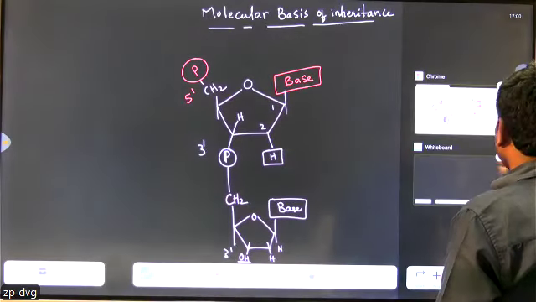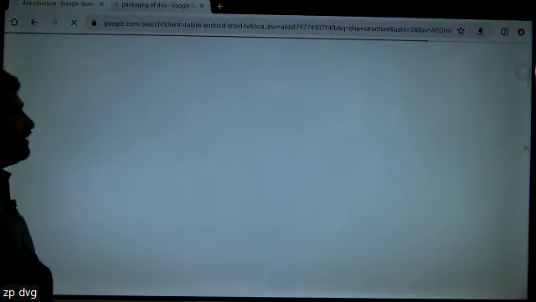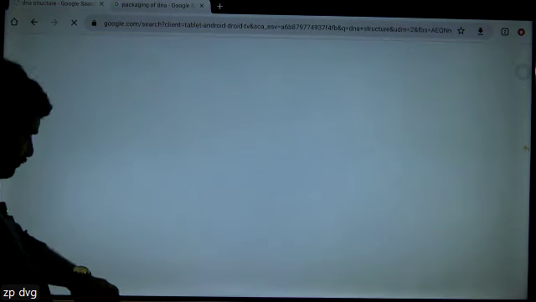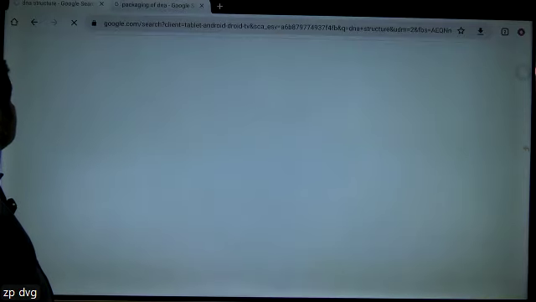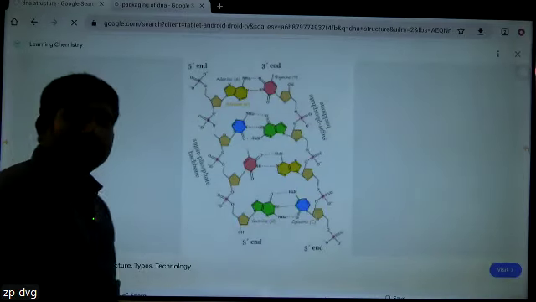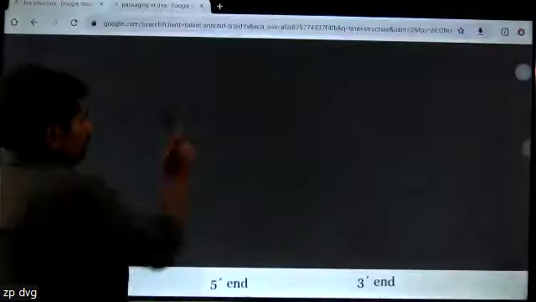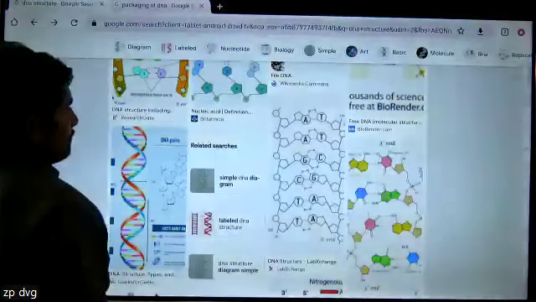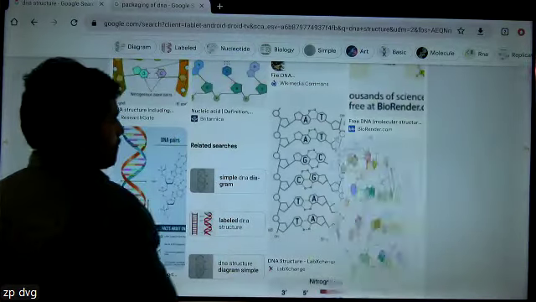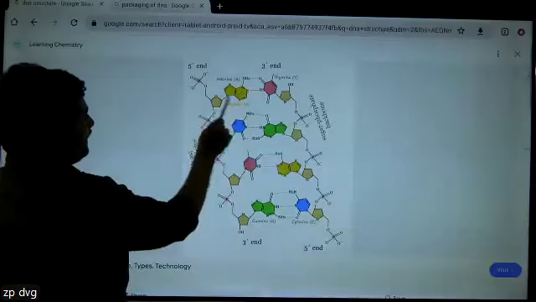Let us see the structure of DNA. Now you see this DNA structure. This is ribose sugar, and this is adenine.